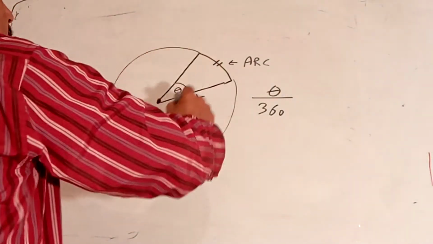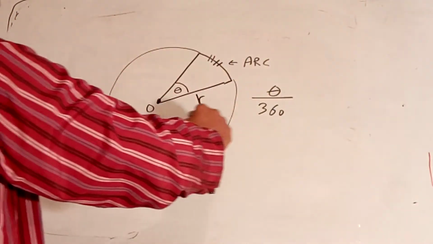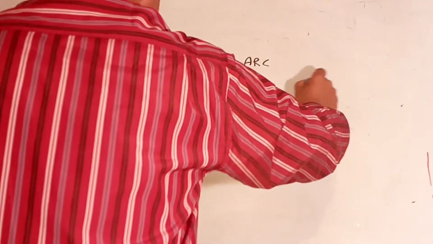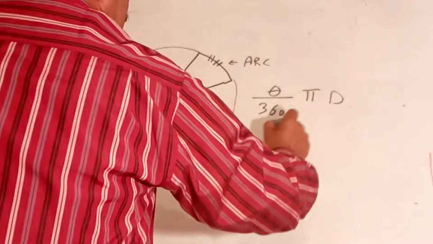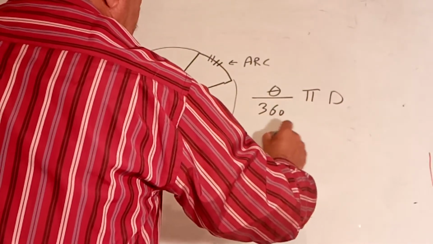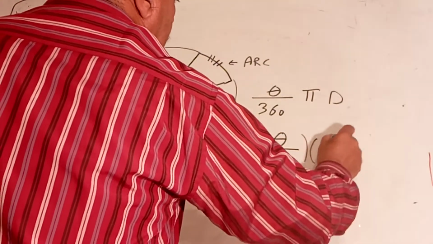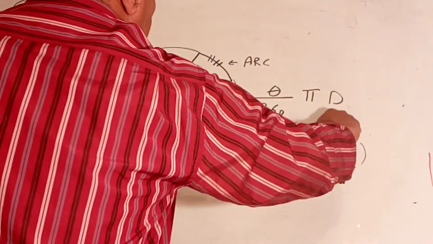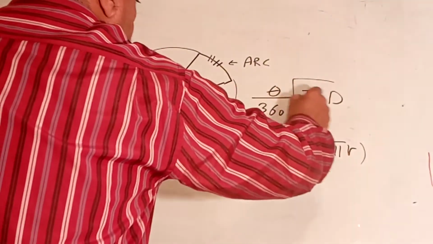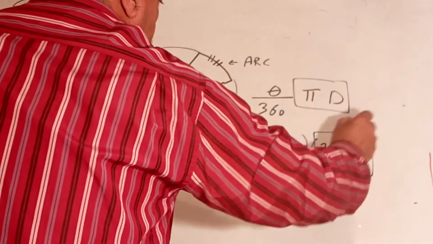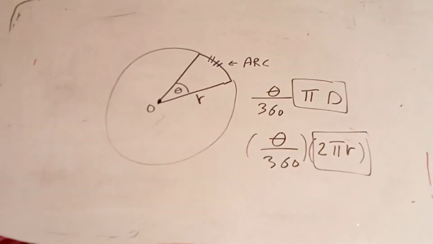So if we need the length of the sector here, it's a fraction of the circumference. Circumference is equal to pi times d, or d is 2r. So it means theta over 360 multiplied by 2 pi r, where r is the radius and d is the diameter. This is the circumference of the circle, we had it before. It's either pi d or 2 pi r.